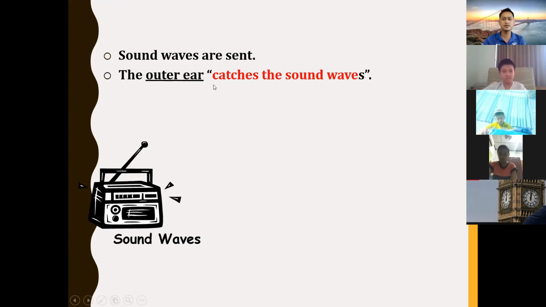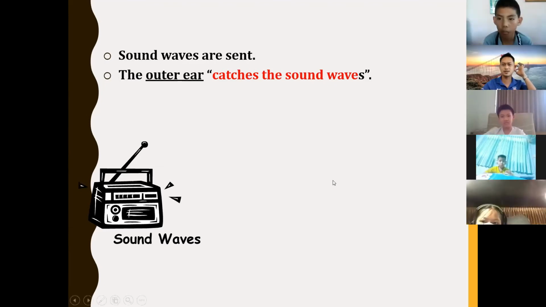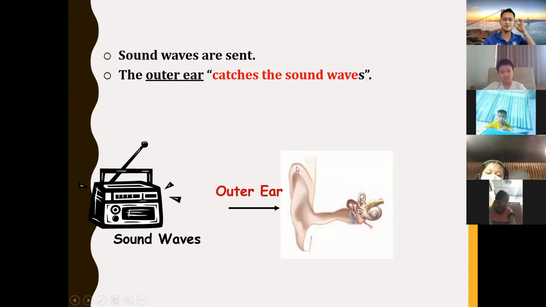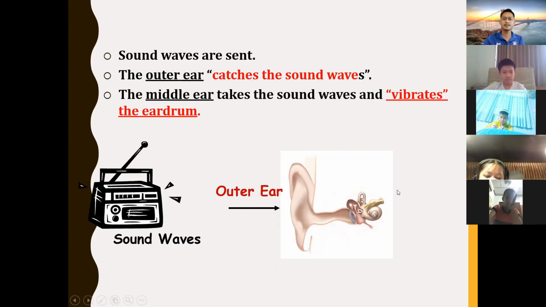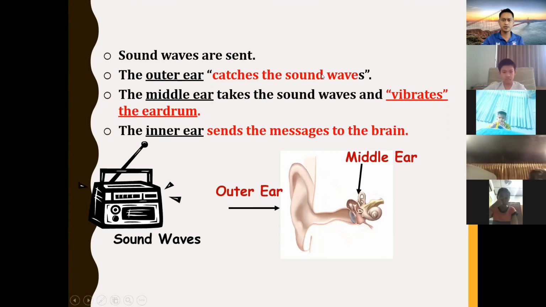The second, the outer ear catches the sound waves. Where's your ear? Here, this is your ear. The outer ear is outside. This is our outer ear. Can you see? It's outside. That's why it's called the outer ear. So the outer ear catches the sound waves. And then the middle ear takes the sound waves and vibrates the eardrum. So this is our middle ear. And do you know where the eardrum is? Here, there is the eardrum. So the inner ear sends a message to the brain. This part is the inner ear.